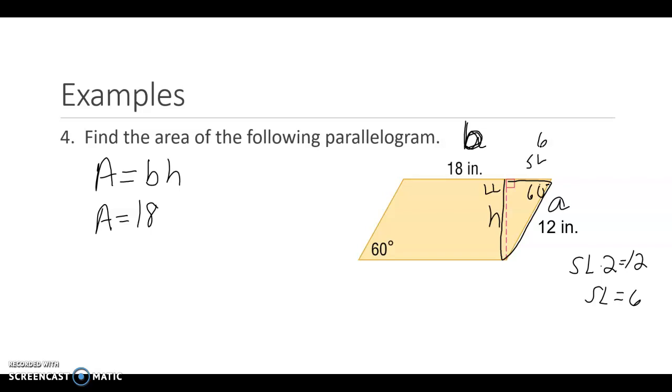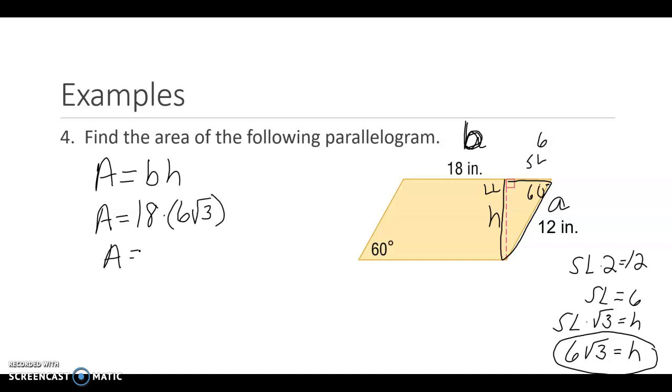So this is 6. Okay, at this point then, short leg times square root of 3 equals that longer leg, which in this case is my height. Short leg is 6, 6 square root of 3. That's going to be my height measure now. So that's what I'm going to substitute in here for my formula, 6 square root of 3. If I want the exact answer, I'm going to multiply the 18 and the 6, and I get 108 square root of 3 square inches. That would be your exact answer.